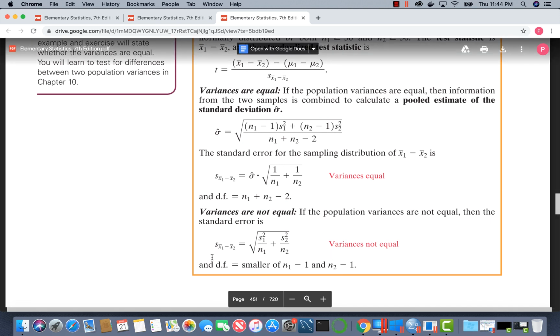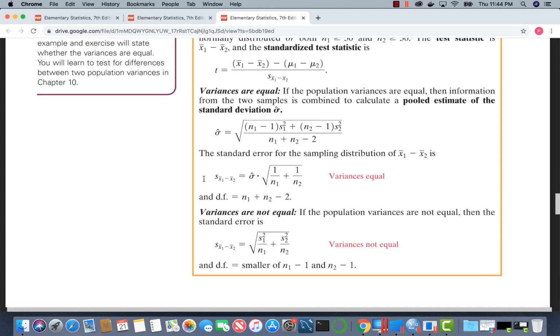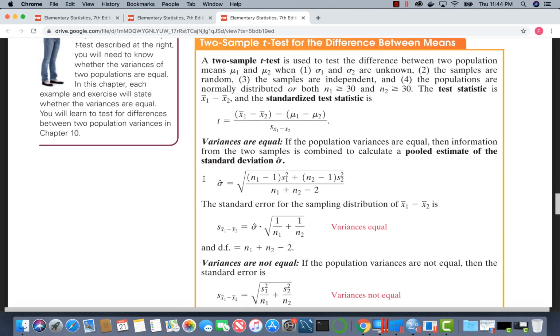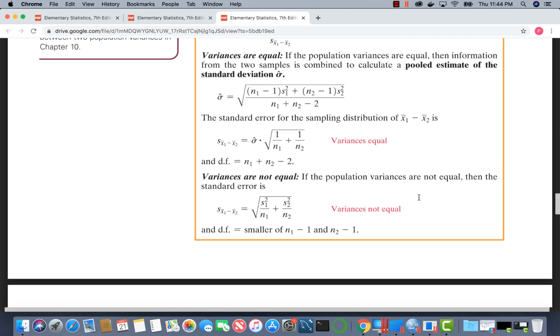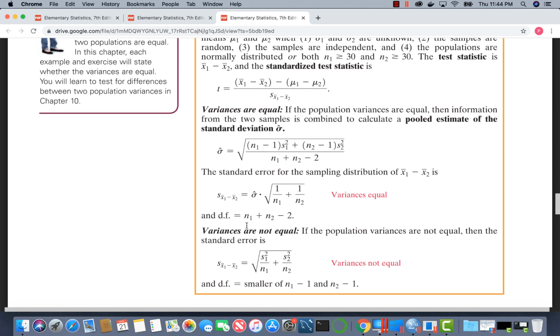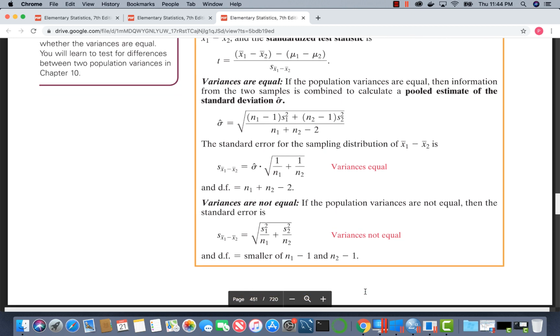The standard errors would follow as such with these formulas. And we have a new parameter here called the pooled estimate of standard deviation, indicated by this sigma hat. And our test statistic is given by this formula. Degrees of freedom, if variances are equal, is n1 plus n2 minus 2. If the variances are not equal, we take the smaller of n1 minus 1 and n2 minus 1.